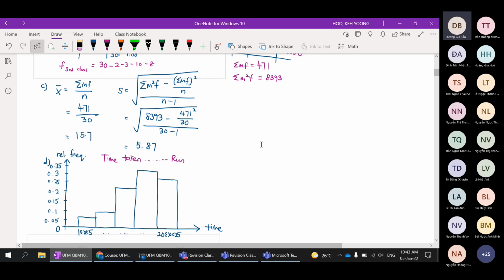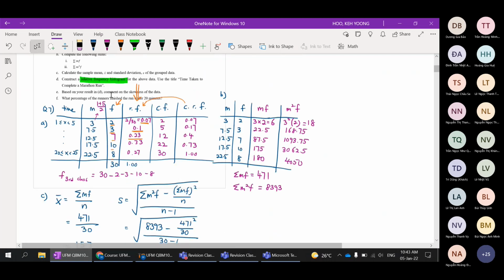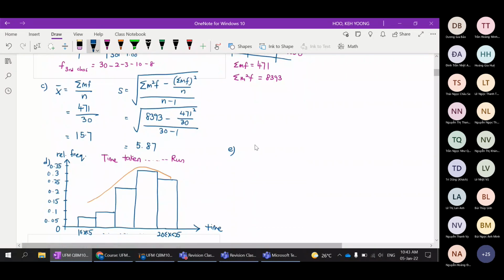Based on the result in D, comment on the skewness of the data. So where is the skewness based on the histogram that you have? Where's the shape? Left skew. Yes. If you try to draw out the shape, you notice that the left tail is longer. So the answer for question E is, you will say the data is left skewed, or skewed to the left, or negatively skewed.